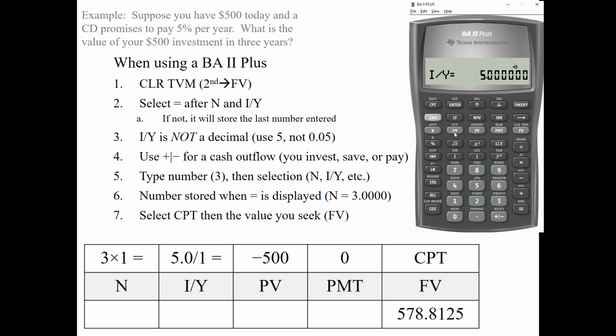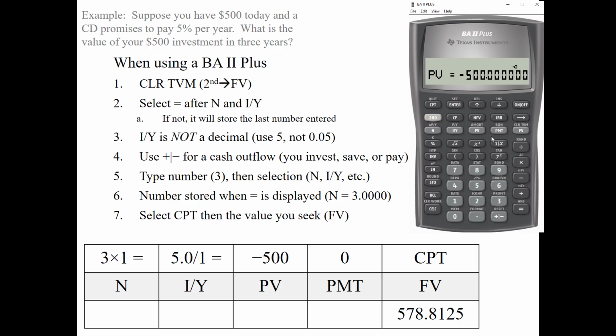Our PV is going to be $500. And it's going to be a negative amount because we're going to save that money. It's coming out of our wallet. We are saving that money. It's a negative amount, so we hit the plus or minus key. And then our PV.